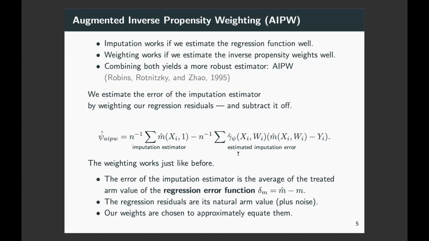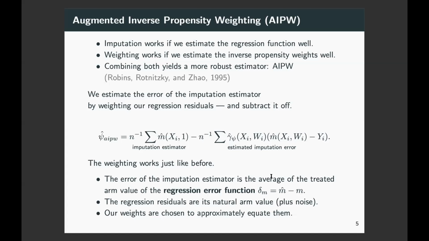This weighting estimate of its error works essentially just like before. The error of the imputation estimator is just the average of the treated arm value of the regression error function, that is, the difference between our regression function estimate and the regression function itself. The regression residuals are just its natural arm value plus some noise. That's what our weights do: they equate natural arm values with treated arm values. They're essentially designed to make this line up.